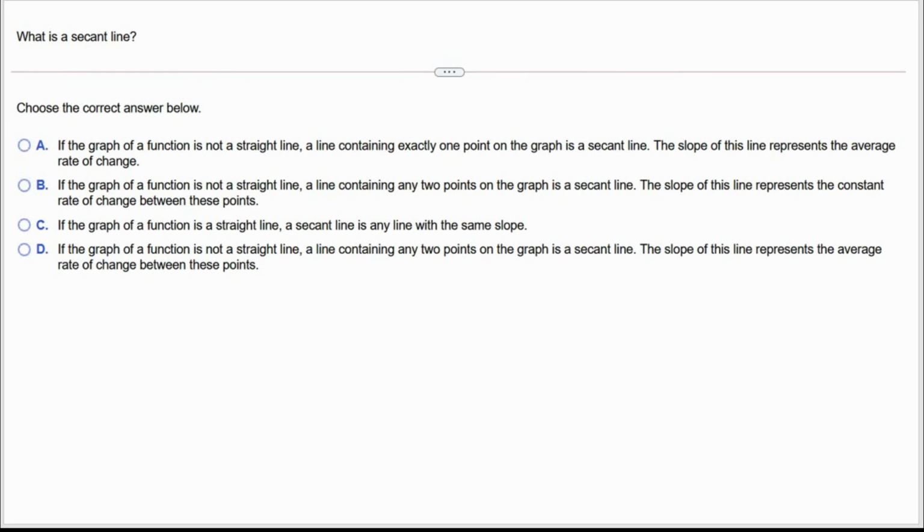What is a secant line? If the graph of a function is not a straight line, a line connecting exactly two points on the graph is a secant line. The slope of that line represents the average rate of change. Is that the secant line for part A? What did we say the secant was? It's based on what?